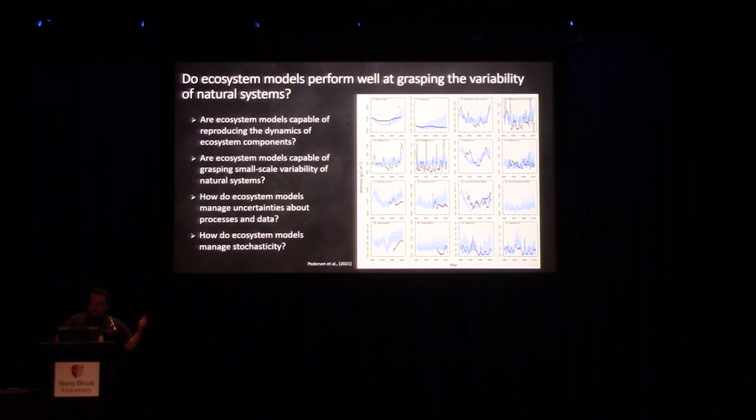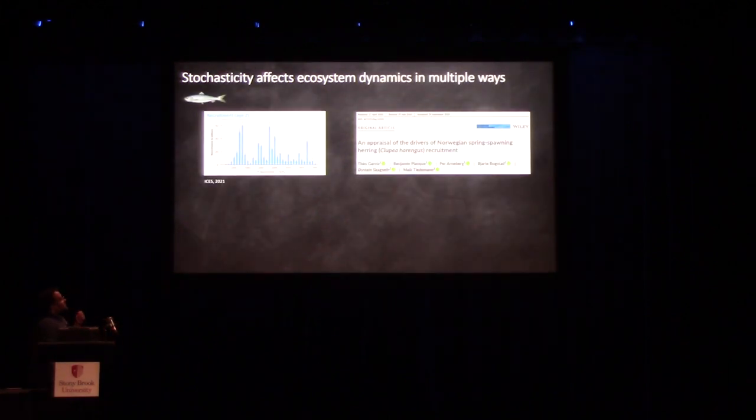And here, we have a problem because the stochasticity is a key element of natural systems. Here I take an example of a recent study that tried to understand the drivers of recruitment of herring in the Norwegian Sea. And here you can see that first, recruitment of herring is very variable from year to year. And second, in this study, they just showed that most of the drivers we thought were responsible for this variation are actually not. And that the best element that could explain these drivers with the knowledge we have is stochasticity.